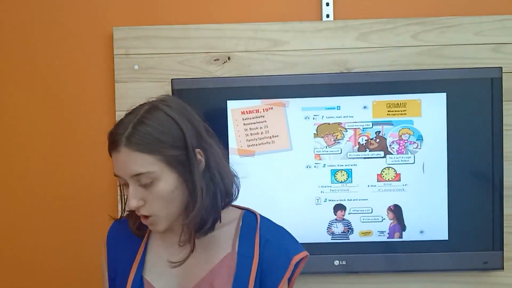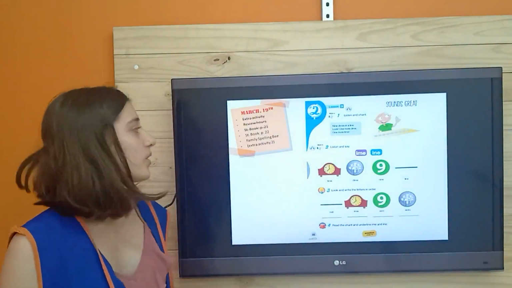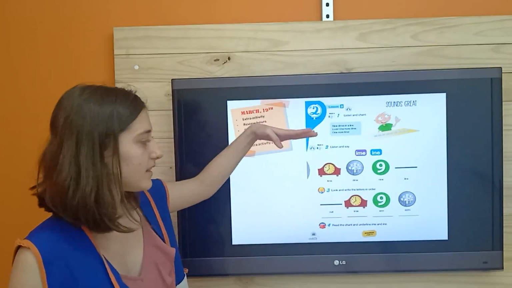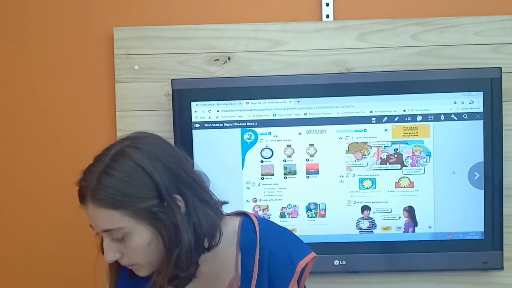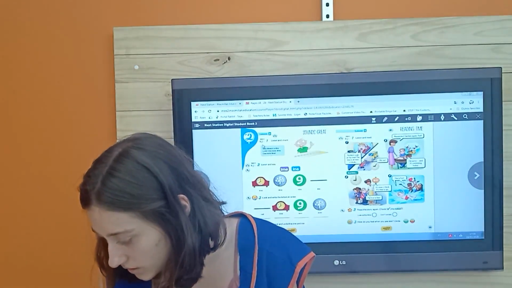So page 22 now. Okay, we are going to listen to this chant as well and then do exercises 2 and 3. So let me just get the audio. Next page. Here.